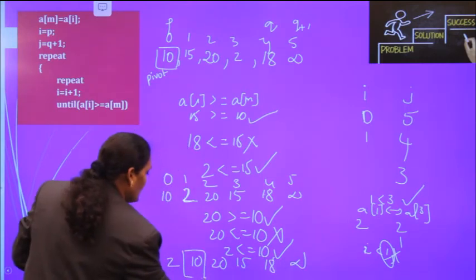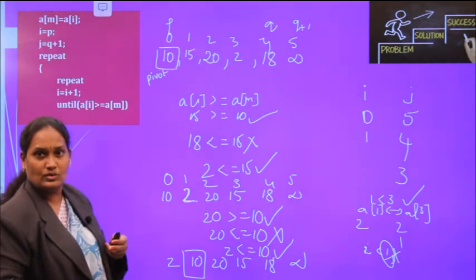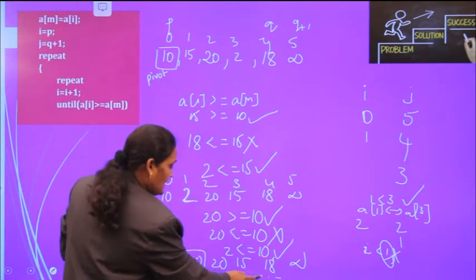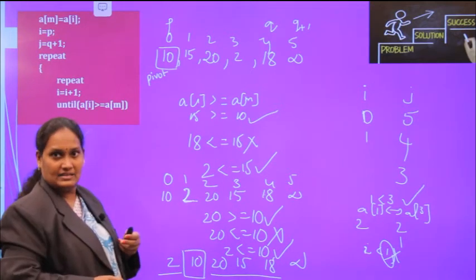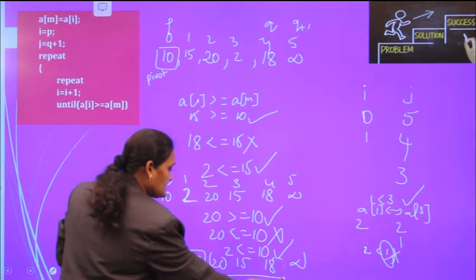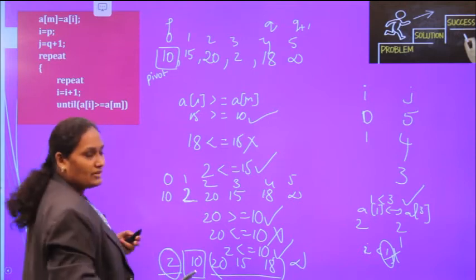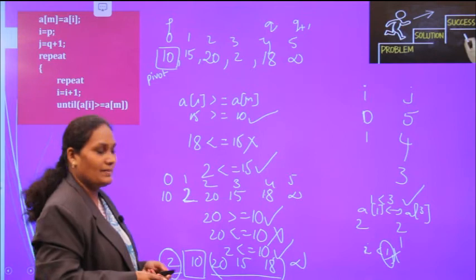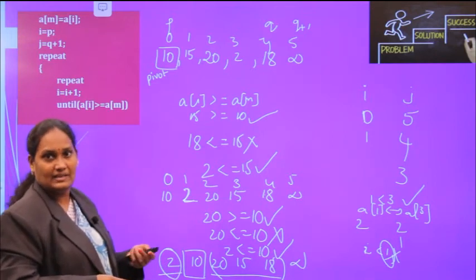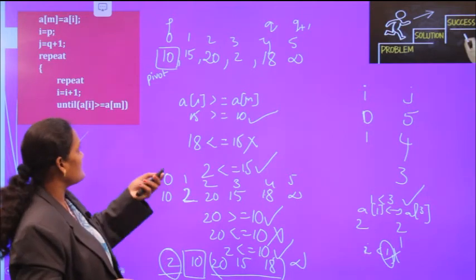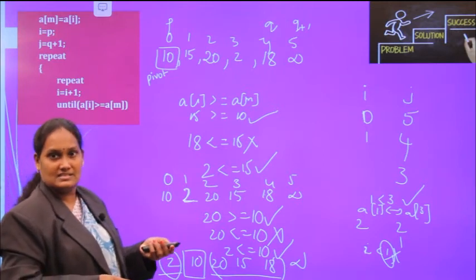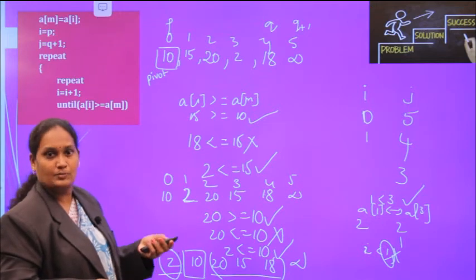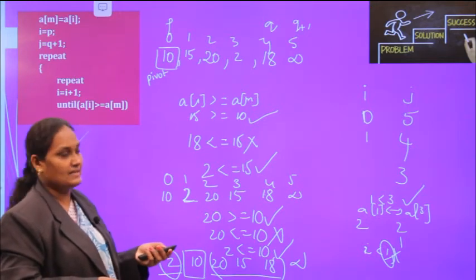That is, the pivot element is rearranged to its correct position. This becomes one subarray and this becomes another subarray. Okay, we need to sort this subarray. Here, since this contains only one element, it is already sorted. We need to sort this subarray 20, 15 and 18. We need to follow the same procedure to sort this subarray also. So this explains the quicksort procedure, the partitioning procedure.